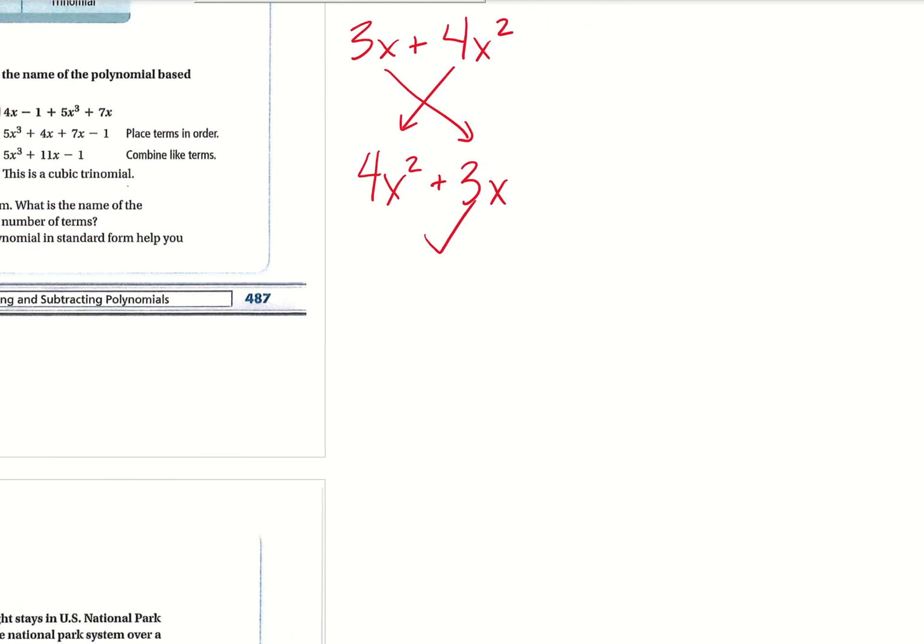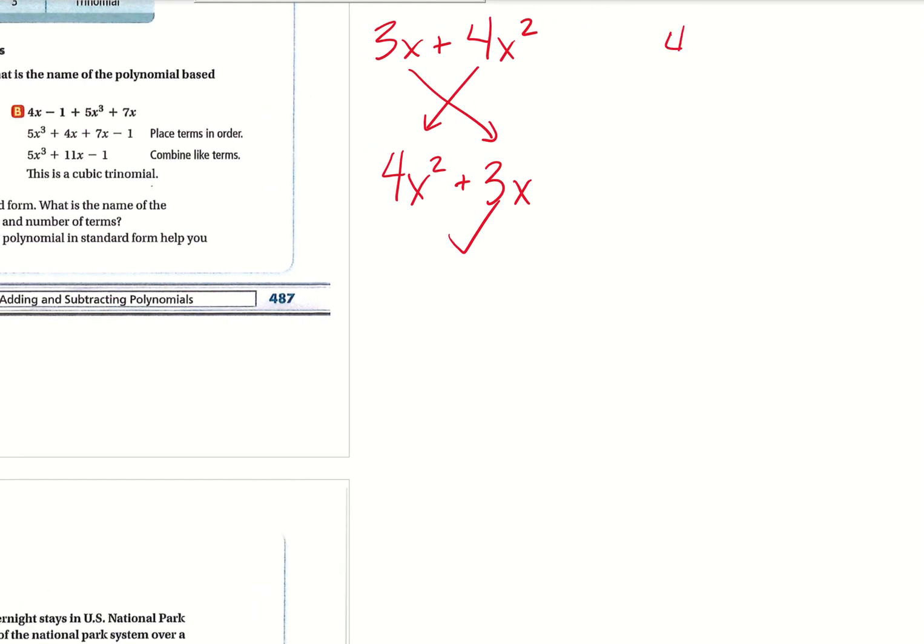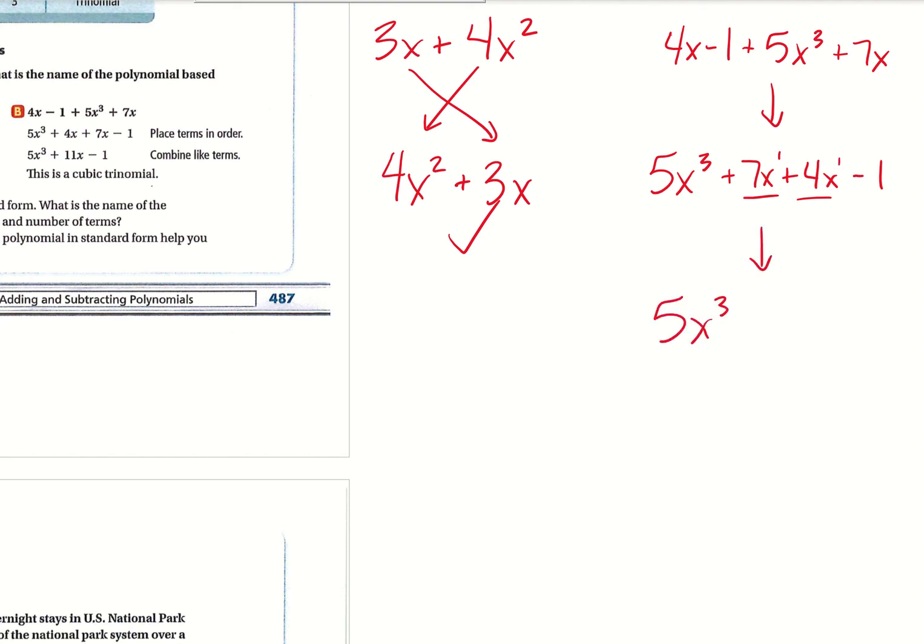With problem B, again, same thing. It's not in standard form. We have 4x minus 1 plus 5x cubed plus 7x. Now, I'm going to start by writing this in order from greatest to least of degrees. That's going to give us 5x cubed plus 7x plus 4x minus 1. Now you'll notice we have two like terms here, because these are both x to the first, so we can combine those. When we do that, we're going to have 5x to the third plus 11x minus 1. And now we are in standard form.